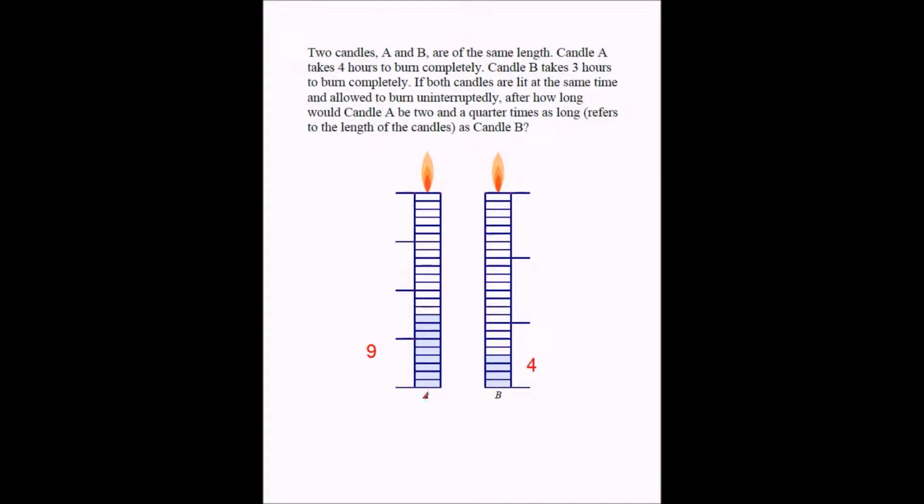Now, is candle A 2¼ times as tall as candle B? The answer is quite likely. Try it out. 9 divided by 4 is 2¼. So after 2.5 hours, candle A is 2¼ times as long as candle B. I'm going to write the answer in green. The answer is 2.5 hours.